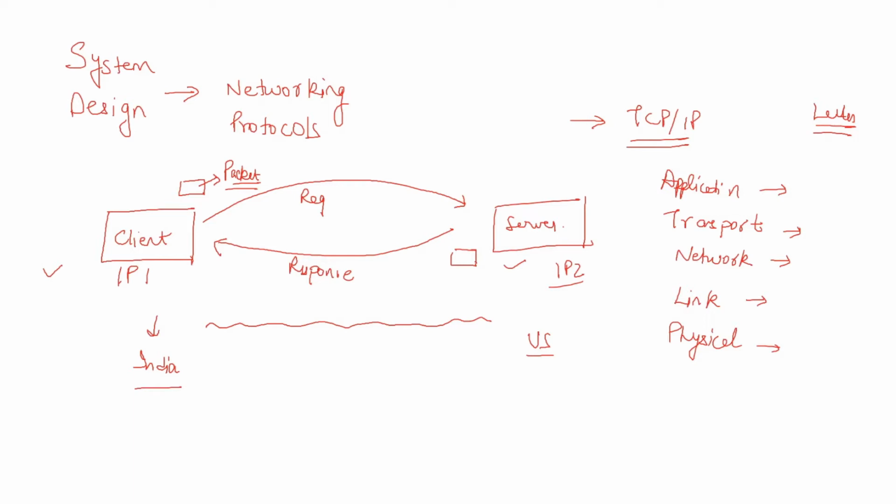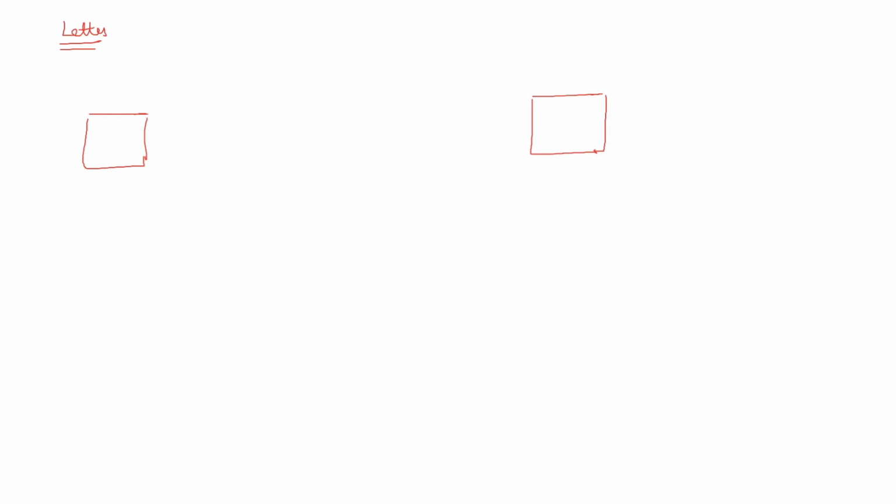Client will keep on encapsulating the data or the letter in multiple envelopes according to the logic of these layers. And at the server end, we will decapsulate, right? We will remove the envelopes one by one and see what's inside, right? So let's start our discussion here. Let us suppose this is my client and this is my server, and the client wants to send a letter to the server.